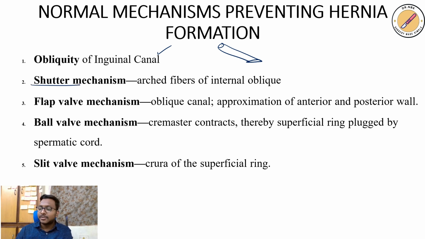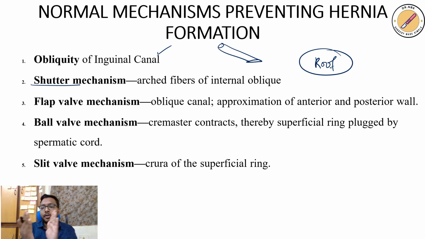To understand this, you might have observed shopkeepers closing the shutter of the shop, right? Similarly, I told you the roof of the inguinal canal is formed by arched fibers of internal oblique and transverse abdominis. So whenever there is a rise in intra-abdominal pressure, the internal oblique will close the inguinal canal by contracting like a shutter. That is called the shutter mechanism.